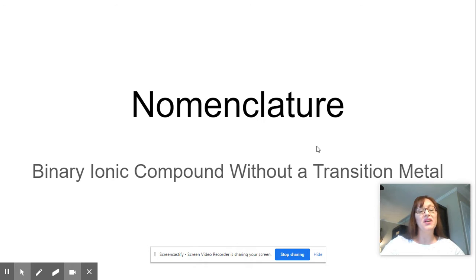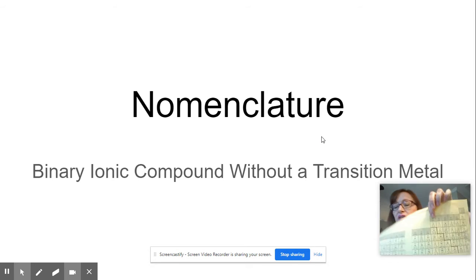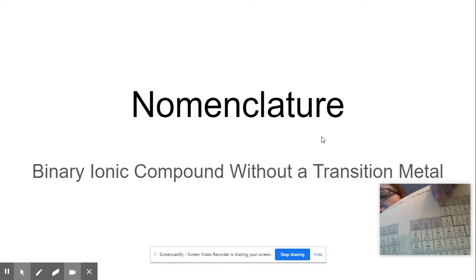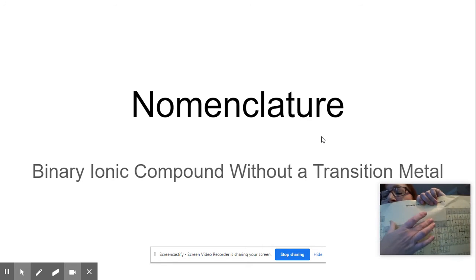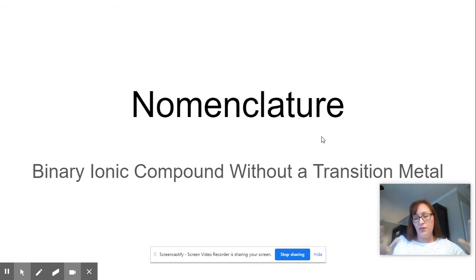In this example, we're going to look at a binary ionic compound where the cation is not a transition metal. In fact, our cation is going to be in group 13, which is over here. And the cation I'm going to choose is aluminum. But keep in mind, if our cation had been in groups 3 through 12 here in the middle block of transition metals, we would have to follow some other rules. We would have to be more specific.